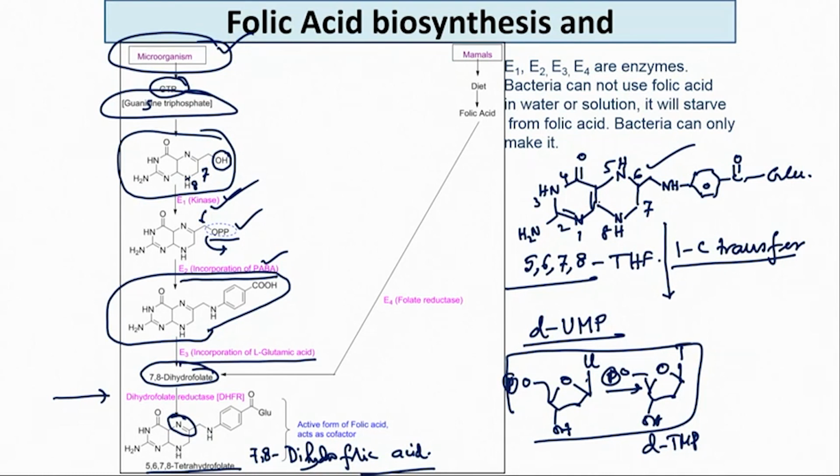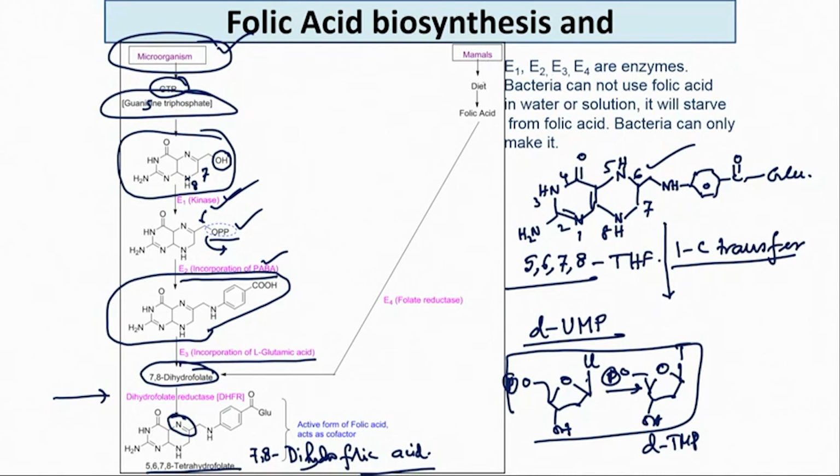Okay. So, these are the four important enzymes. One is the kinase, another is the incorporation of PABA, and then the third one is the incorporation of glutamic acid, and the fourth one is dihydrofolate reductase, by which you will get 5, 6, 7, 8 tetrahydrofolate. What about in humans?